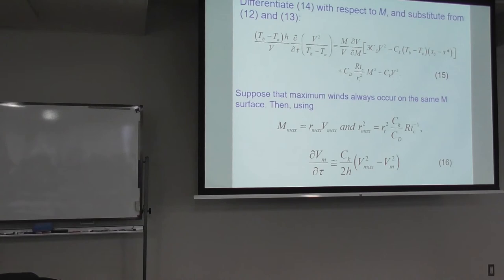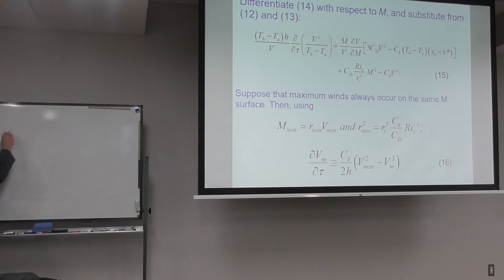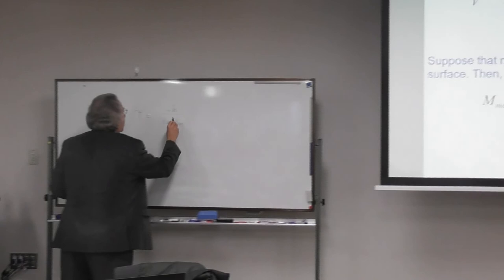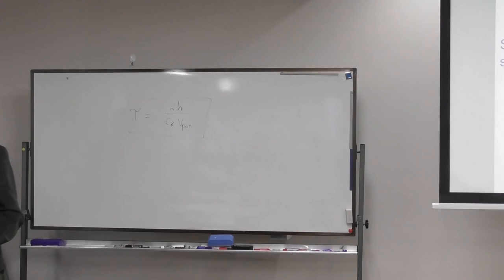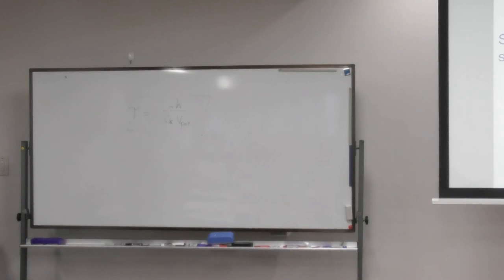So maybe I should write that explicitly here. That the time scale is equal to, let's see, it's going to be 2h divided by ck times the potential intensity. All right? That's the fundamental tropical cyclone evolution timescale. Not genesis, right? We've already assumed that that's happened, but for the change in the intensity of the storm.